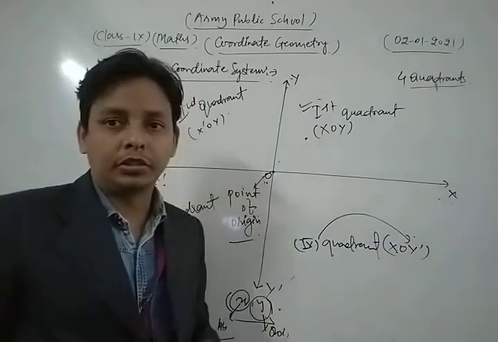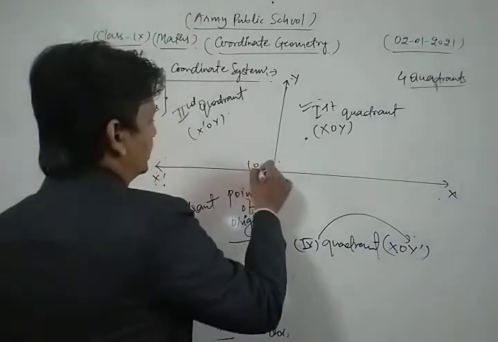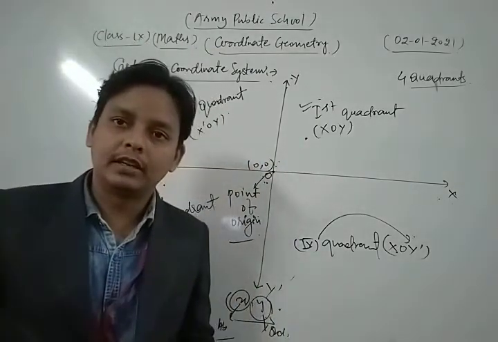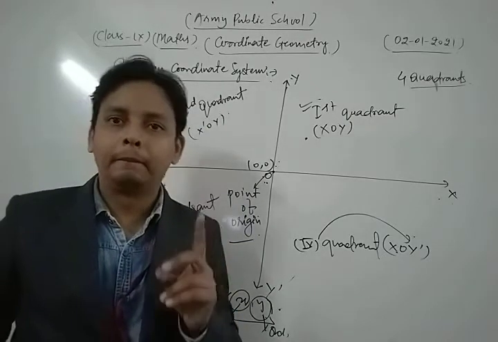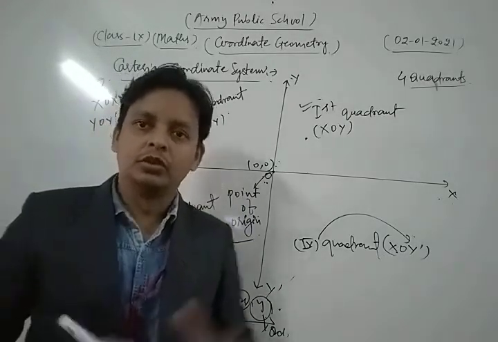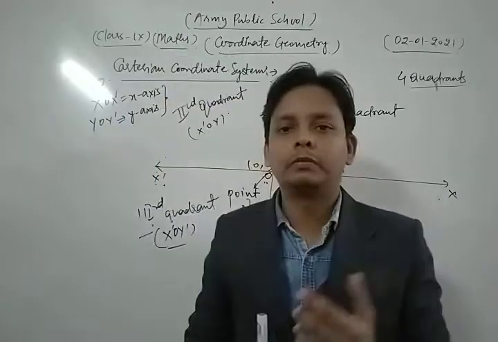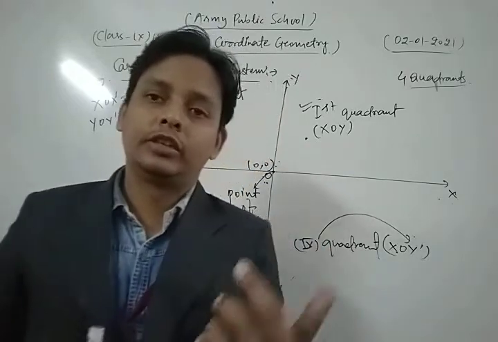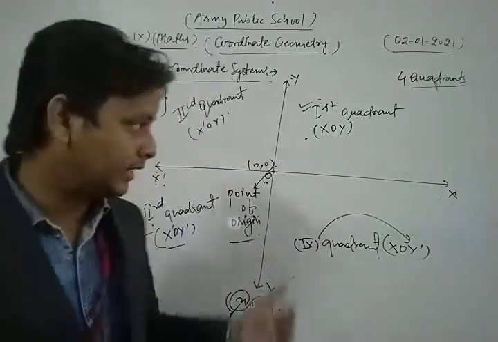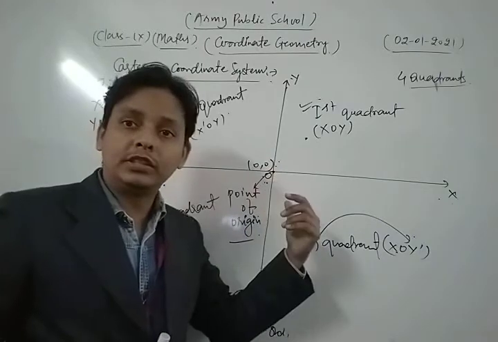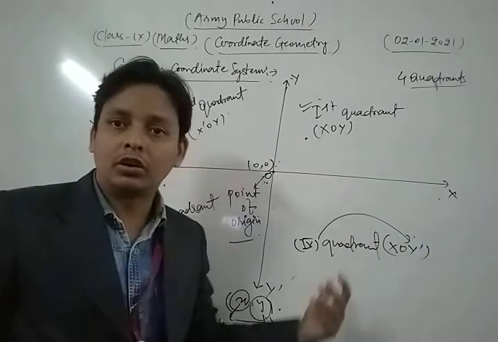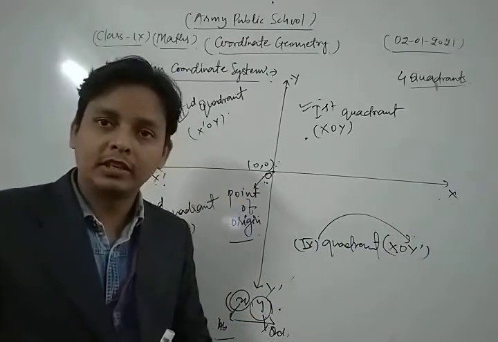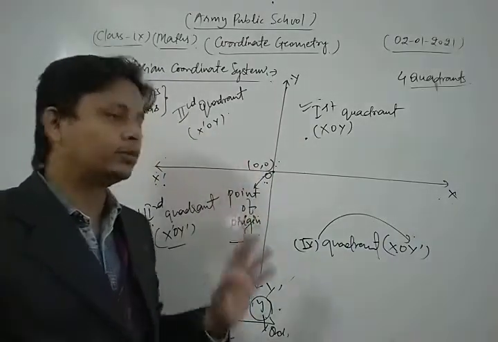meaning the point of intersection of both the axes is the origin, and the coordinate of the origin is always what? (0, 0), meaning at the origin abscissa and ordinate both are equal to 0. So if I ask you at which place abscissa and ordinate both are equal to 0, then you say at the origin. What is the origin? The point of intersection of both the axes is known as what? Origin. So at the origin abscissa and ordinate both are equal to 0.